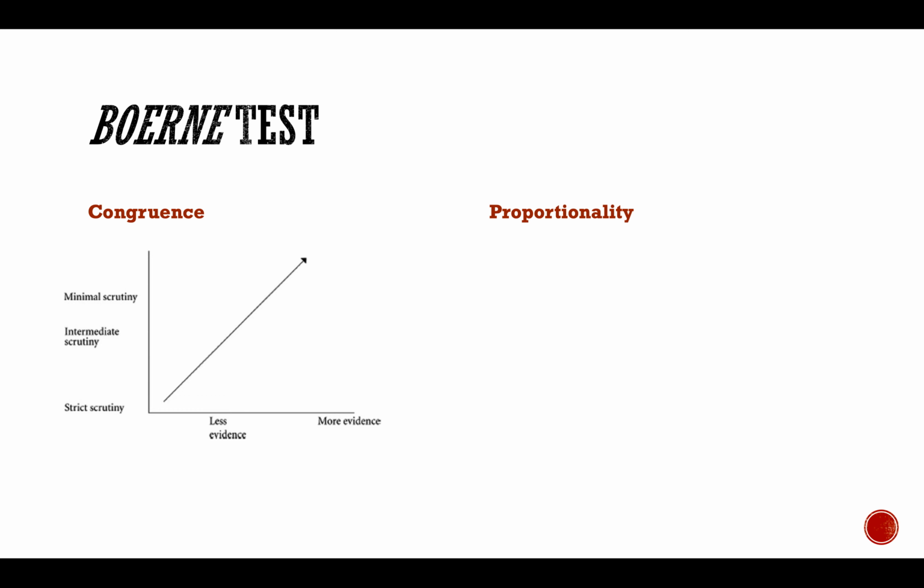So one of the majority's concerns was that Congress didn't have any evidence that there was a pattern or a history of unconstitutional disability discrimination. So looking at this axis here, the evidence axis, going from less evidence to more evidence, when are we going to need more evidence? When is less evidence going to be sufficient?